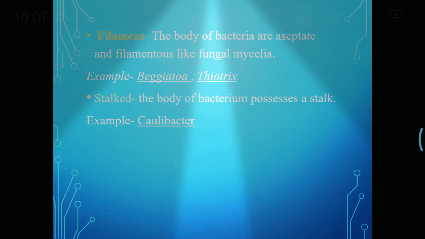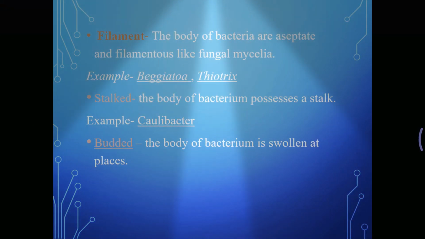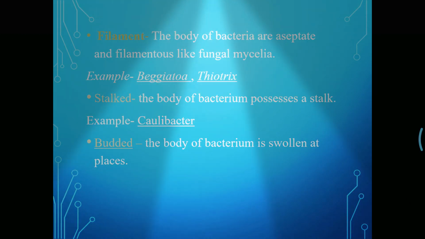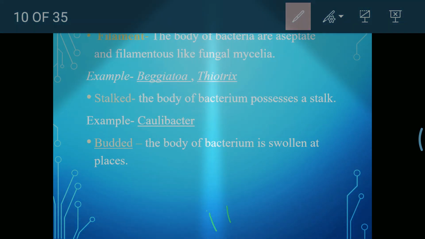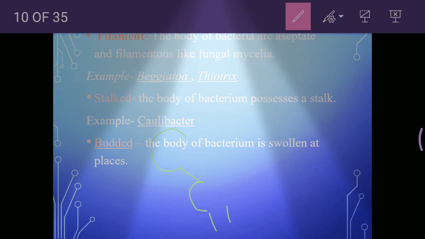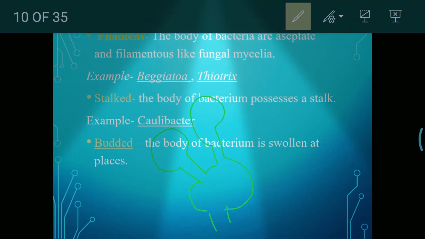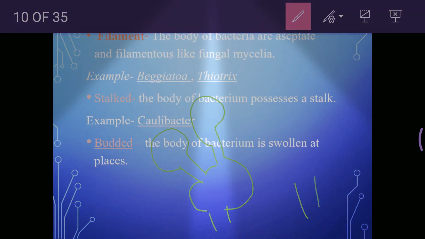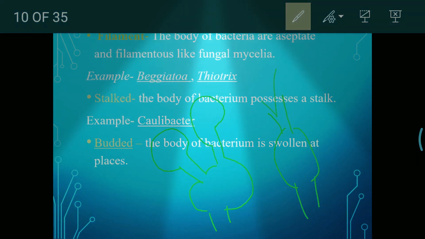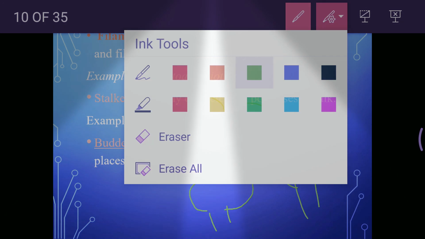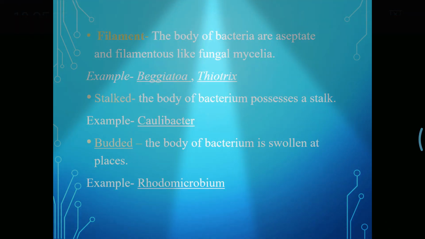Next is the last type, that is the budded type. The bacteria have swollen endings at some of the places, and the example is Rhodomicrobium. If we see the structure of Rhodomicrobium, this kind of structure is present in this bacterium. Or at times you can see that the bacterium has just one globular swollen area, and then after it forms a stalk where both these areas will have one of the globular endings. So please remember the structures and the different types of bacteria. And the example, as I have already said, is Rhodomicrobium.